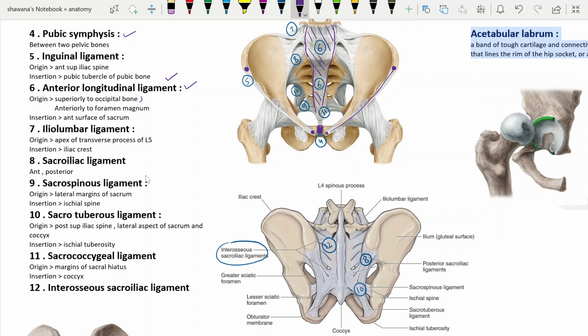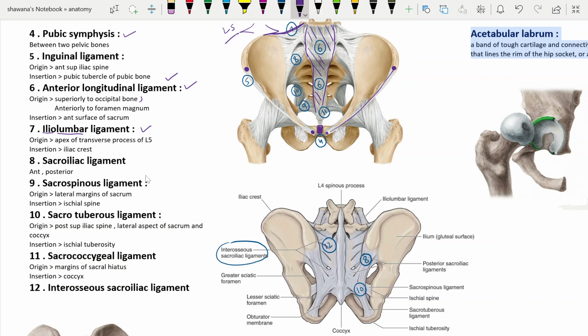Okay, the seventh one is the iliolumbar ligament. Iliolumbar means that it is between the lumbar vertebra and the ilium. So, from the apex of the transverse processes of L5, transverse processes are like this, originating from the vertebra, to the attachment to the iliac crest, this one. So, this is the iliolumbar ligament. The eighth one is the sacroiliac ligament, and these are two, the anterior and posterior. It is between the sacrum and the ilium.